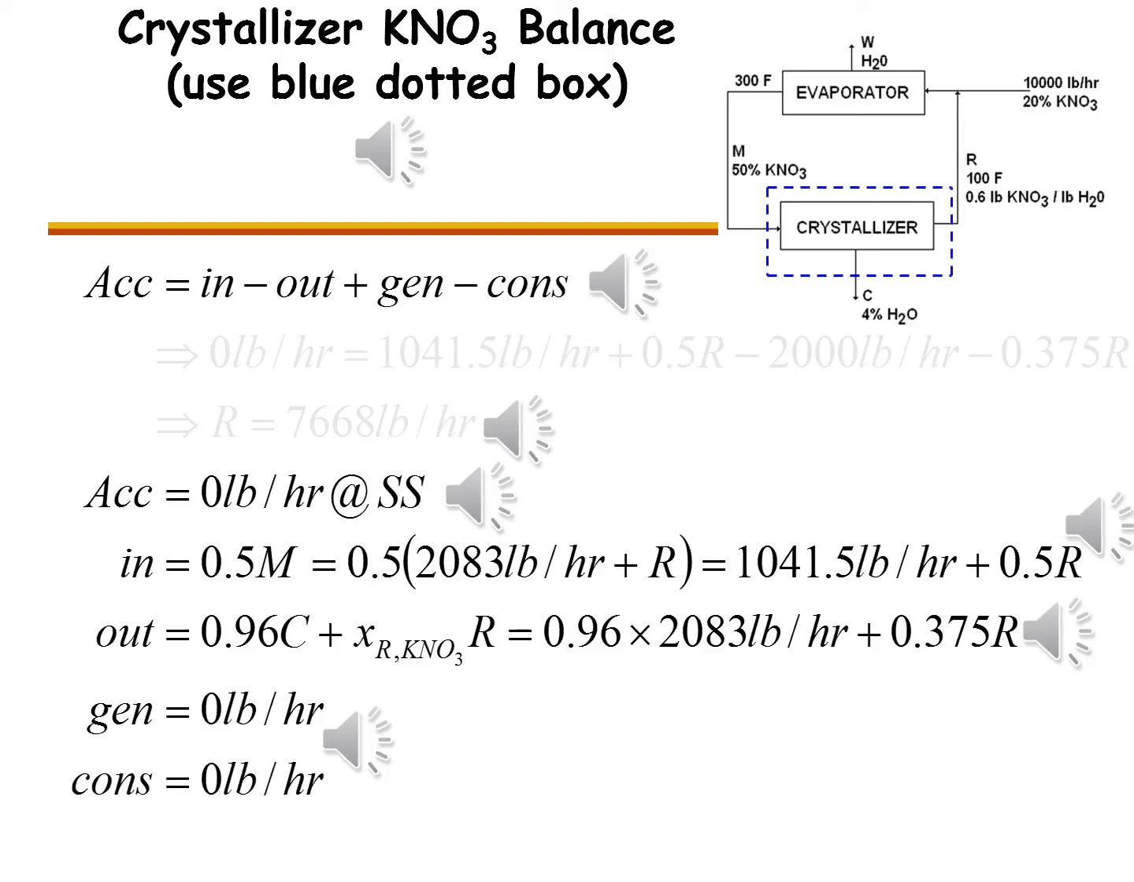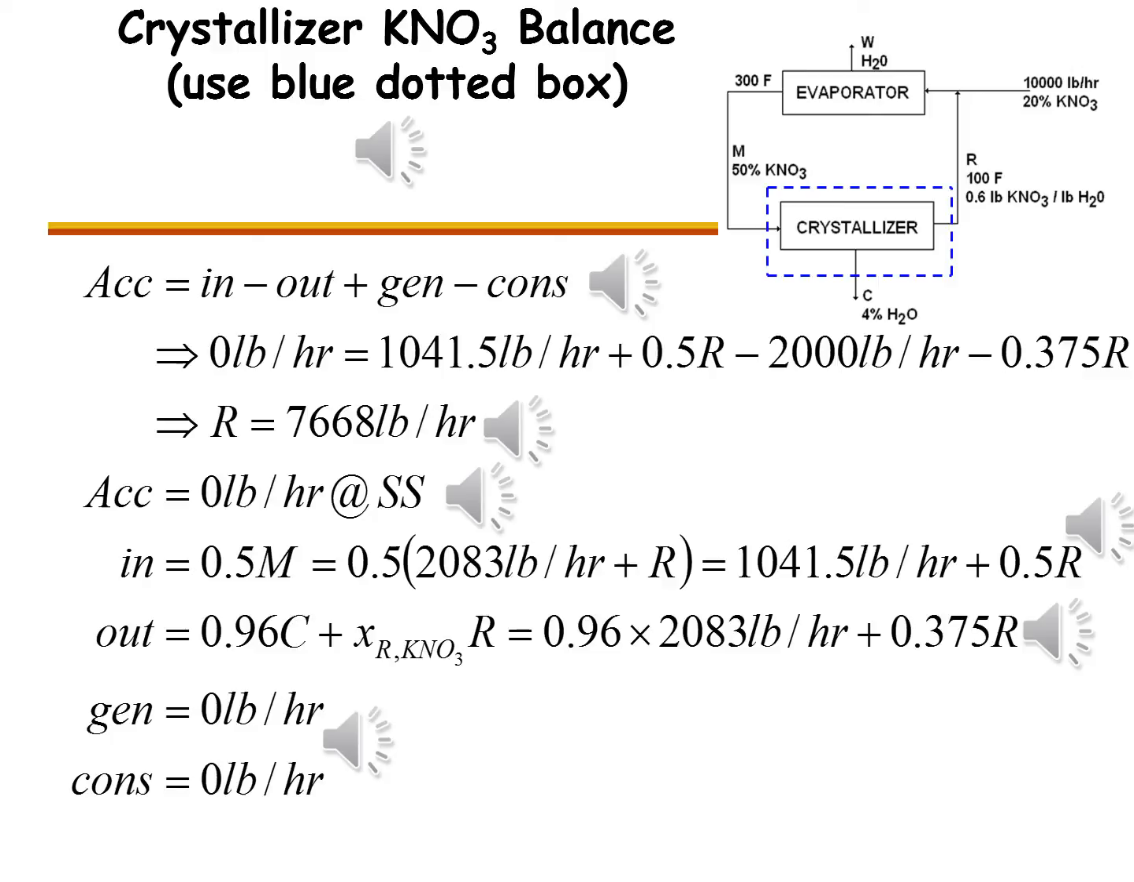No reaction takes place in the crystallizer. There only is a physical removal of water associated with the salt. Hence there is no generation or consumption of the salt. Substituting all this in the general balance equation, the value of R, the total flow rate, can be determined.